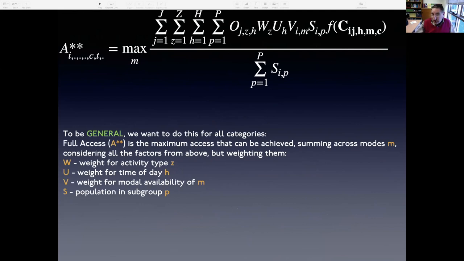And we can put those things all together. We get a long and complicated expression. And if we want to do this for all the categories, we're looking at weights for the activity type and weights for the time of day and weights for the modal availability and weights for the population in a particular subgroup. And this gives us maximum access that could be achieved.